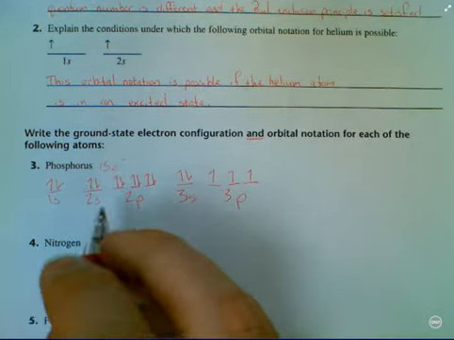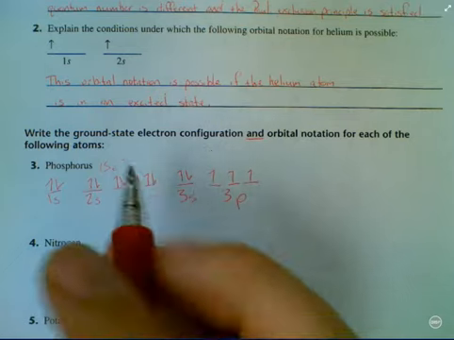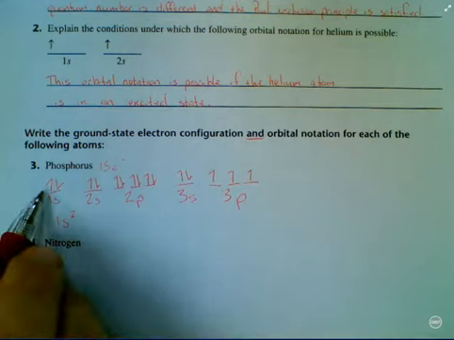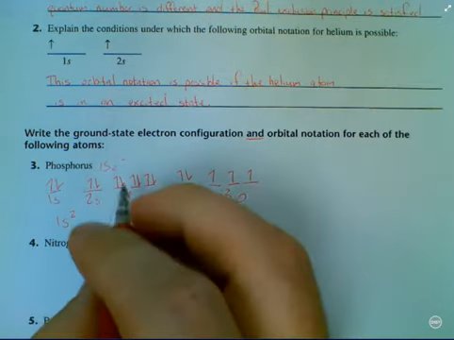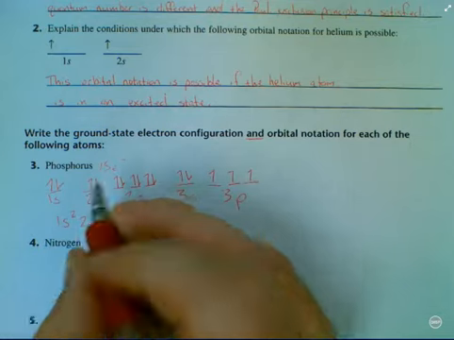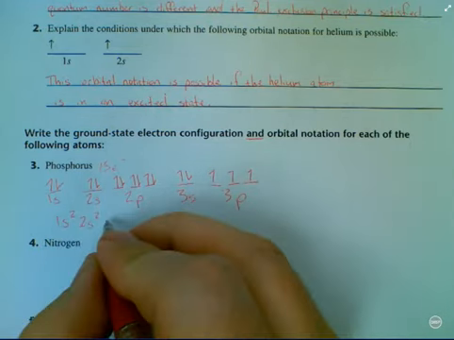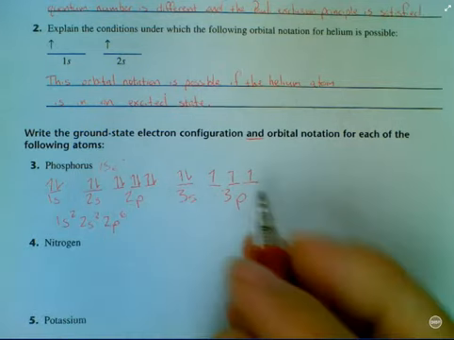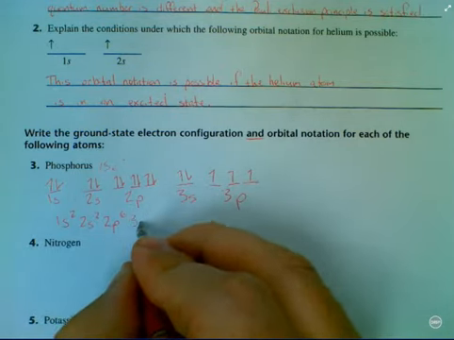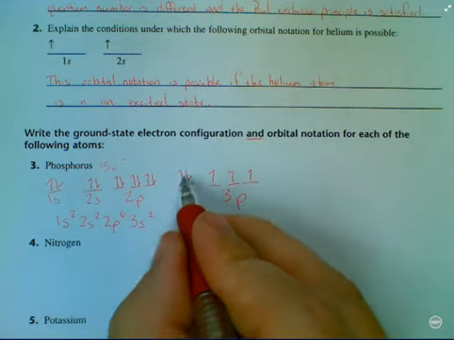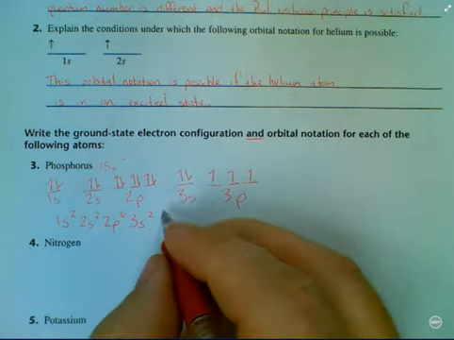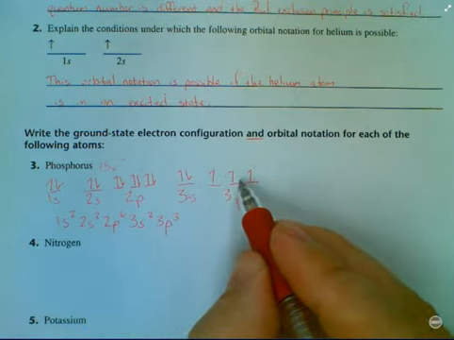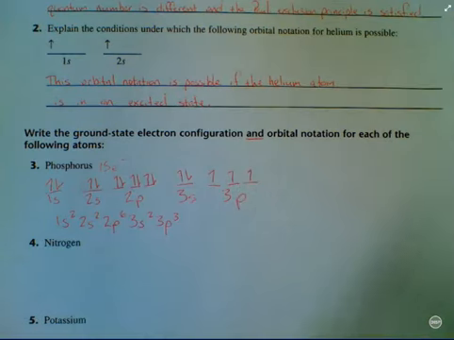We're not done yet. I need to do the ground state electron configuration. I'm going to go 1s2, because there are 2 electrons in the 1s sublevel. 2s2, because there are 2 electrons in the 2s sublevel. 2p6, because there are 6 electrons in the 2p sublevel. 3s2, again, 2 electrons in the 3s sublevel. And then 3p3, because of the 3 electrons in the 3p sublevel.